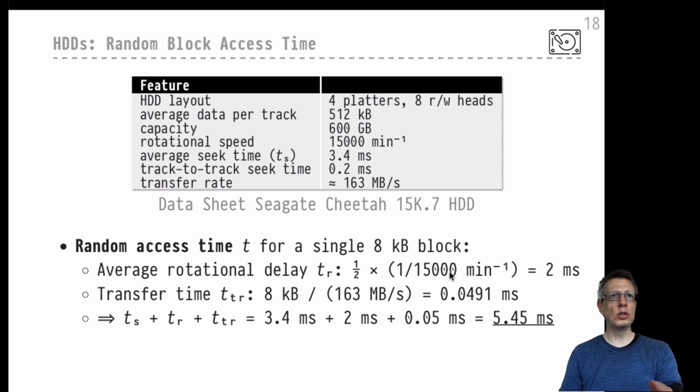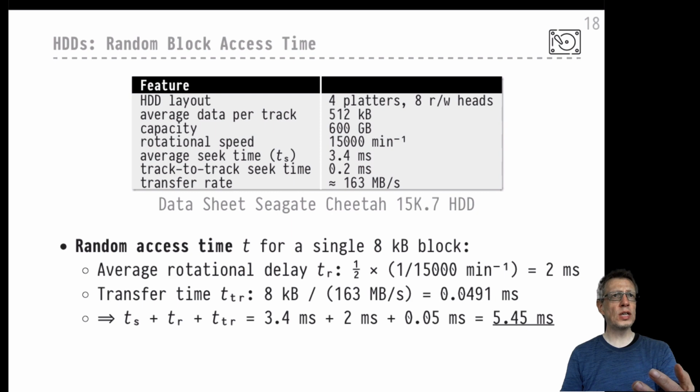So on average, there will be half a rotation to wait. And given this rotational speed, that would mean we have to wait about 2 milliseconds on average until the wanted block really rotates under our read-write heads. Once it has done this, we can start the transfer. We only want to transfer 8 kilobytes. So if 163 megabytes are transported per second, and we only want to read 8 kilobytes, that would only take us about 0.05 milliseconds.